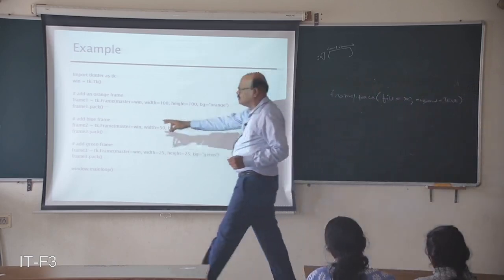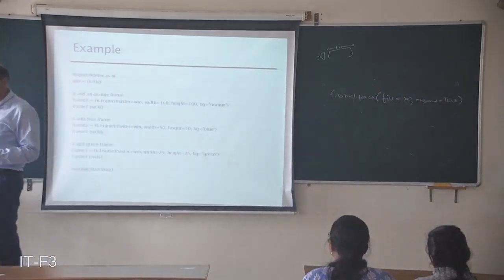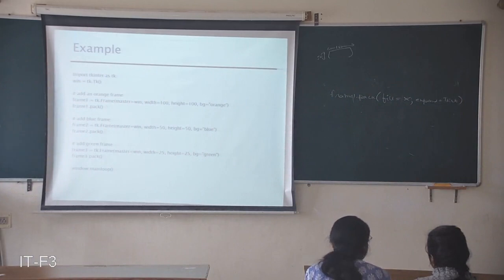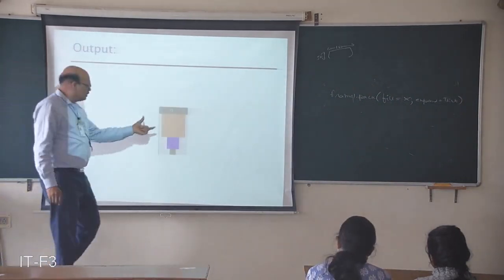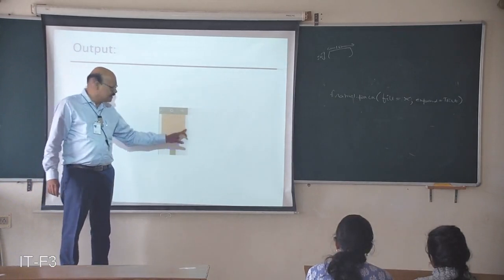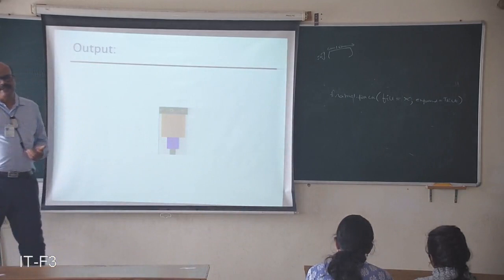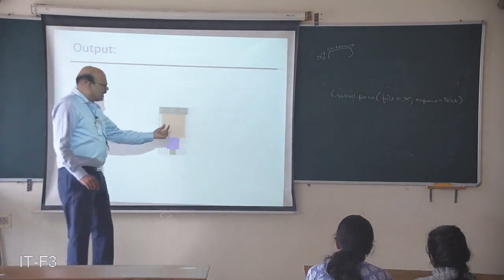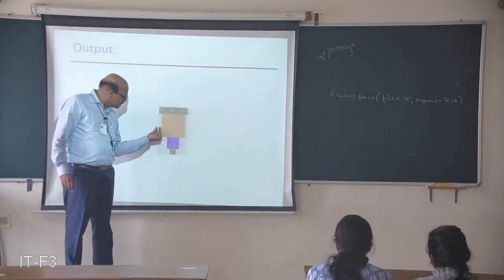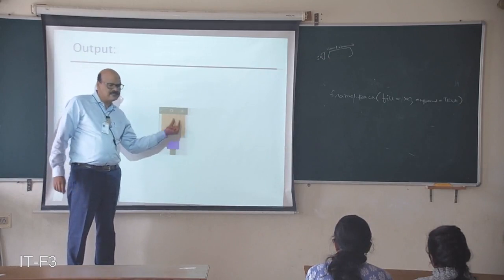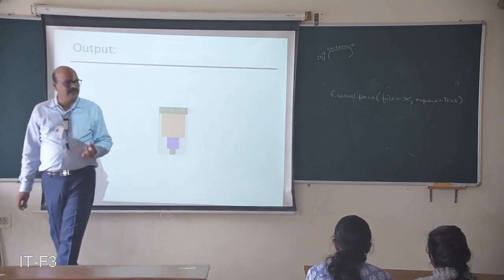If you use this here, what is the output that you are going to see? Earlier we had set the dimensions only 100 by 100. But now because we are setting its expand status to true and fill to x, it will be allowed to expand if there is some space in the horizontal direction.